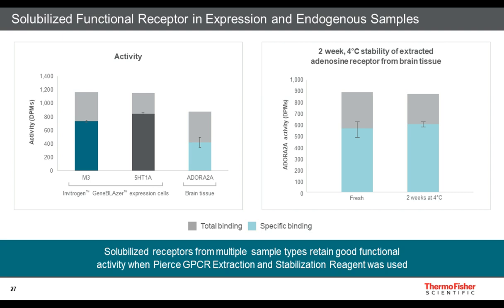Additional receptor activity assays were performed to show that the GPCR extraction and stabilization reagent was able to efficiently extract different GPCRs from stable expression cell lines as well as tissue. The right panel shows the stabilizing benefits of the reagent for the ADORA 2A or A2AR activity during prolonged storage at 4C. So for up to 2 weeks, you can see that activity was successfully maintained.